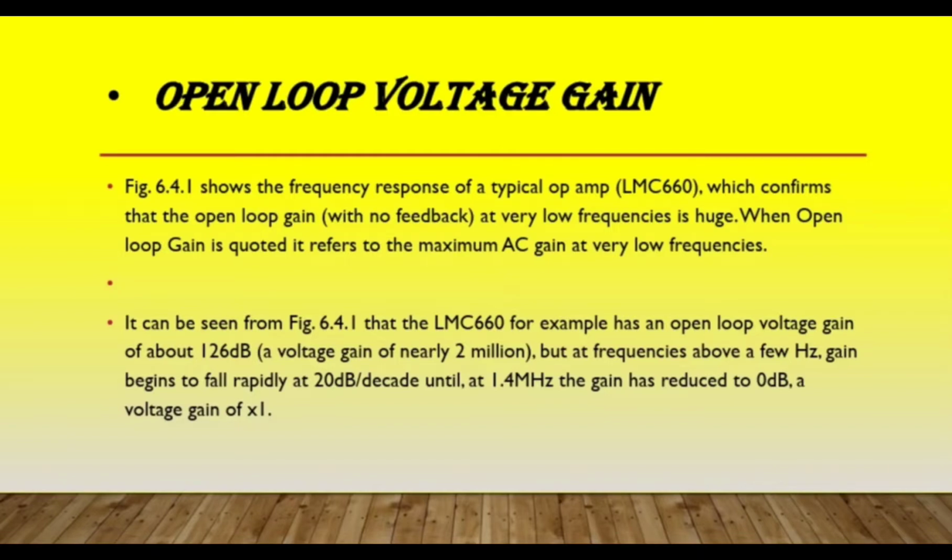20 to 40 dB per decade until 1.4 MHz, at which the gain has reduced to 0 dB, a voltage gain of x1. Open loop voltage gain, usually called AVOL, sometimes simply AV, for most voltage feedback operational amplifiers is quite high. Common values are 100,000 to 1,000,000, and 10 or 100 times these figures for high precision parts.